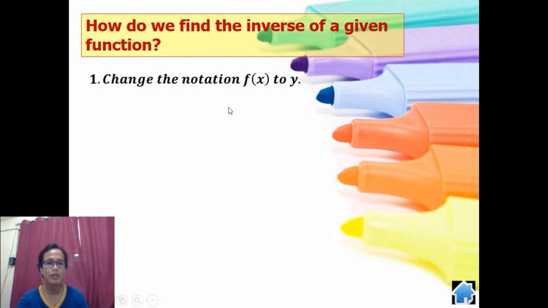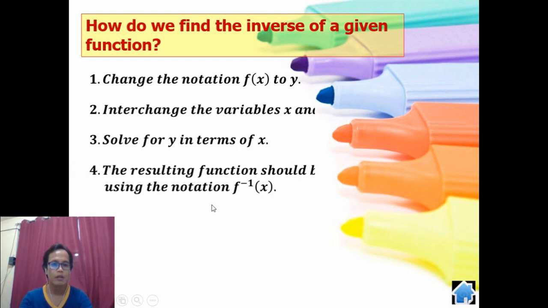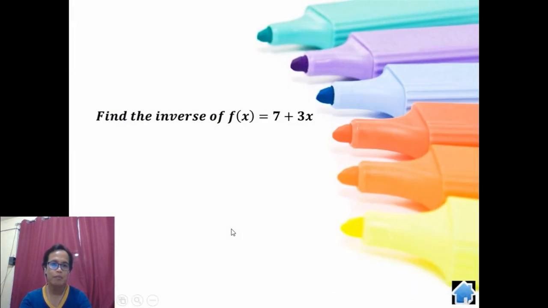So, number one, first step, we need to change the notation f of x to y. Okay? The given function is in the notation f of x. So, that notation f of x, replace it with y. Then next, interchange the variables x and y. So, swap the variable x and y. Then number 3, we need to solve for y in terms of x. And number 4, we need to write the function in the notation f inverse of x. So, this is read as f inverse of x. So, let's proceed to the example.